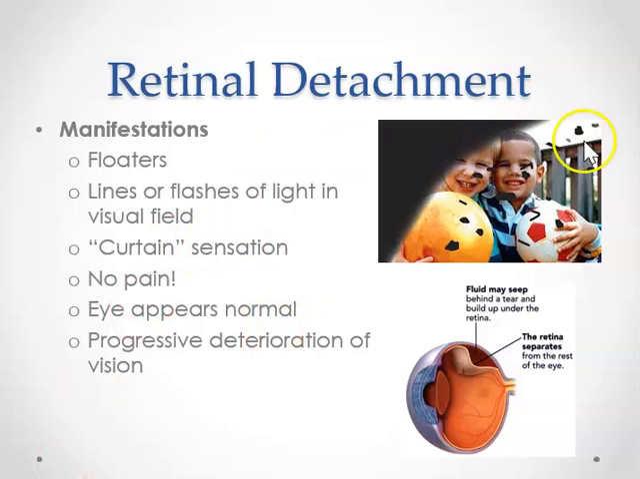Manifestations, these patients are going to have floaters. You see those floaters right there? Lines or flashes of light in the visual field, a sensation of having a curtain. There's no pain with this, and the eye appears normal. They can have progressive deterioration of vision, so these need immediate intervention.